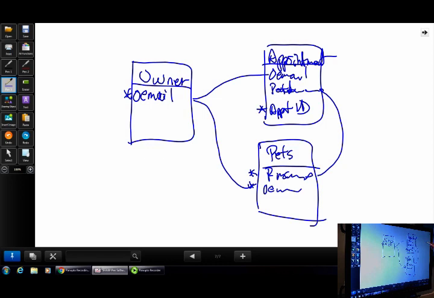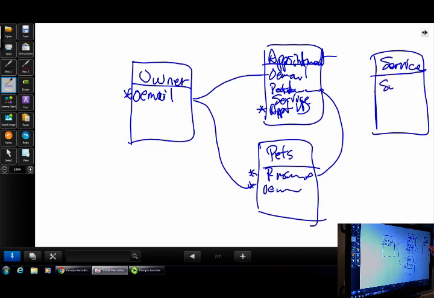And then you have the services one. I have a service in here. And I have a services table where I have a service and a charge. Now, I want to get from my owner to how much I owe. The owner's email goes through here, through appointments, then I pick up the service code, and I go over here, and it tells me how much I owe.